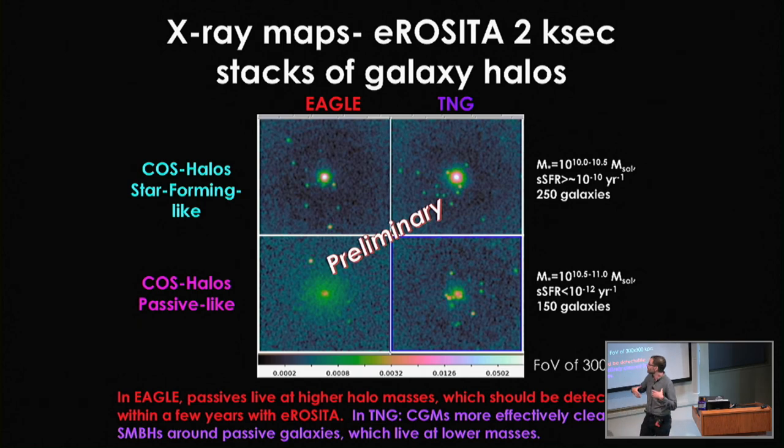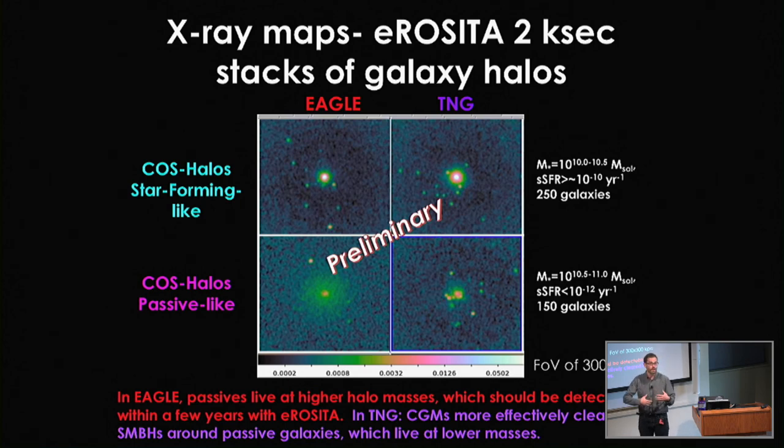And this is dangerously preliminary, but in these fields of view, we see that maybe we will see an extended halo of hot gas around passive galaxies in those more massive halos in EAGLE, and not so much in IllustrisTNG. So that is the first attempt at this.